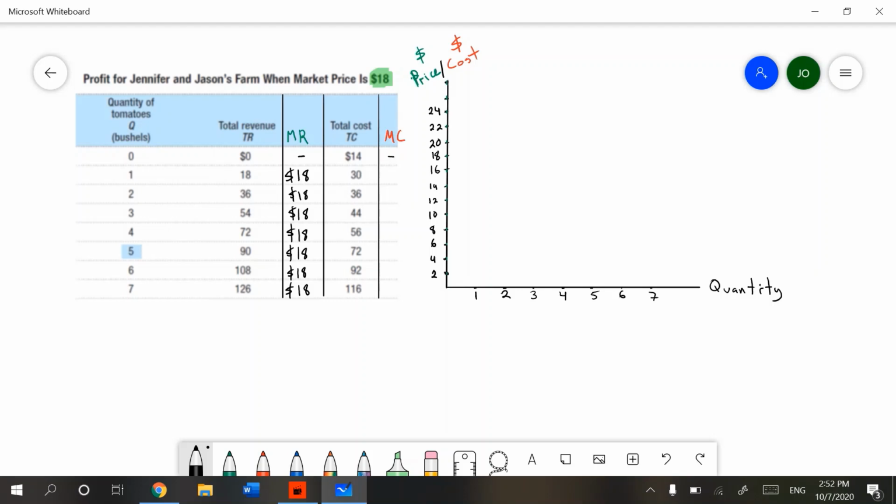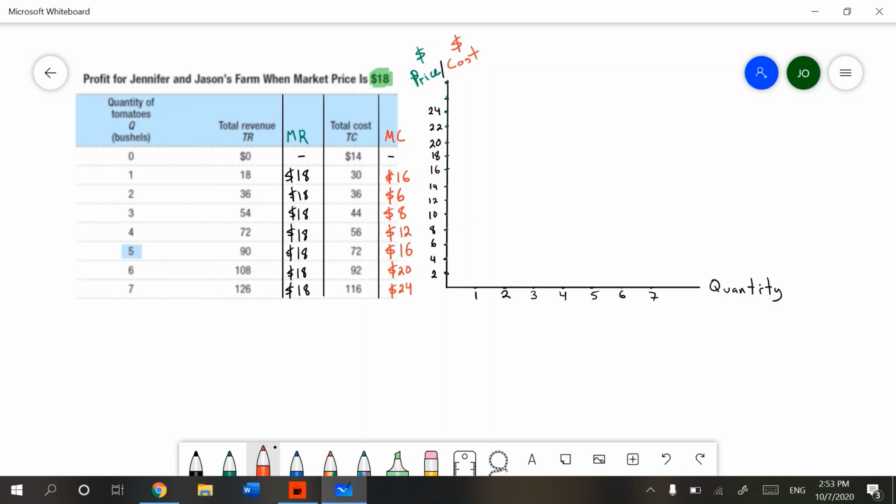Our marginal cost does vary. Let's go ahead and subtract. 30 minus 14, 16. 36 minus 30, 6, and so on and so forth. We now have our marginal cost and our marginal revenue data.